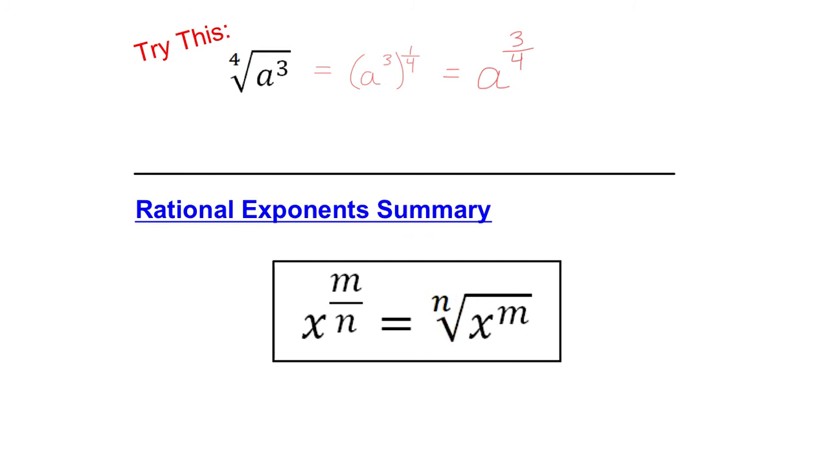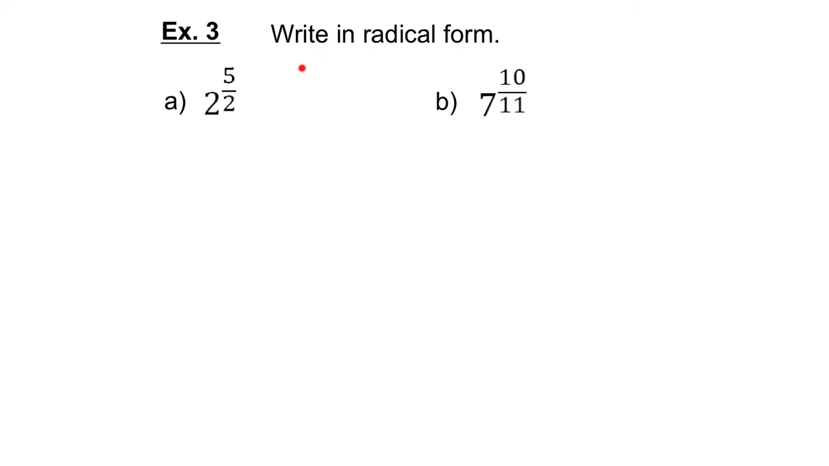Now we're going to work through this with some examples. Hopefully by the end of the examples you'll be more comfortable with this. All right, write in radical form. So here I have a rational exponent of 5 over 2. 2 to the exponent 5 over 2. Well, remember, the denominator of the fraction in your exponent tells you the index of your radical form. So my index is 2. So it's the second root of 2 to the exponent 5.